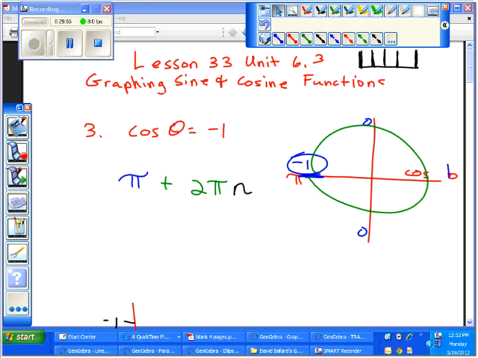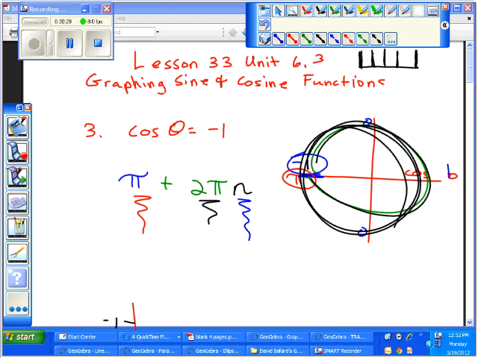So this is the set of all times that cosine is negative 1. Cosine is negative 1 at pi. There's your start. Plus, every time you go around, and you can go around over and over and over, 2 pi n. You could go around backwards. Negative. You could go around none, and you'd be right there. So n represents any positive or negative or zero, an integer. It's positive, negative, or the number 0 itself. Any questions on number 3?